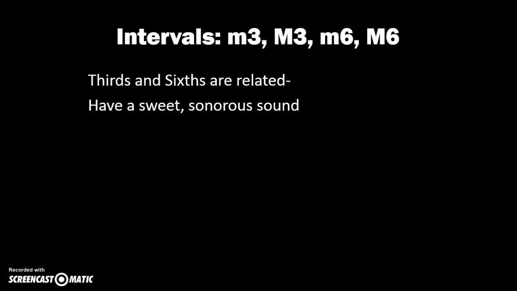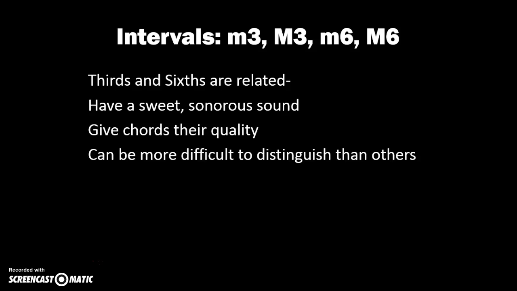In general, thirds and sixths have a really sonorous, sweet sound, very pretty to listen to, and they actually are the types of intervals that will give chords their quality. So if it's a minor chord versus a major chord, it's really dependent on these types of intervals. But it can be difficult to distinguish them, so we'll be really listening for that. One thing to remember, if you hear an interval that's sweet but a smaller interval, you want to think about that as being a third. And if you hear an interval that's a little bit wider, that more likely is going to be a sixth.